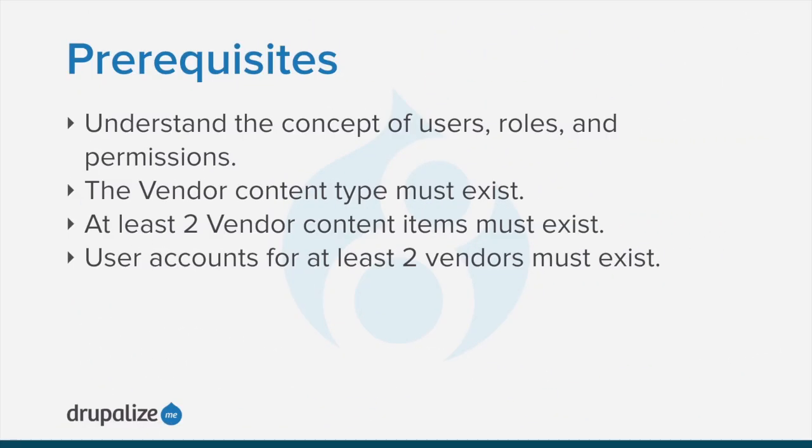To follow along, you should understand the concept of users' roles and permissions. The vendor content type and at least two vendor content items must exist. Also, user accounts for at least two vendors must exist. See the written version of this tutorial for links to the prerequisite tutorials.